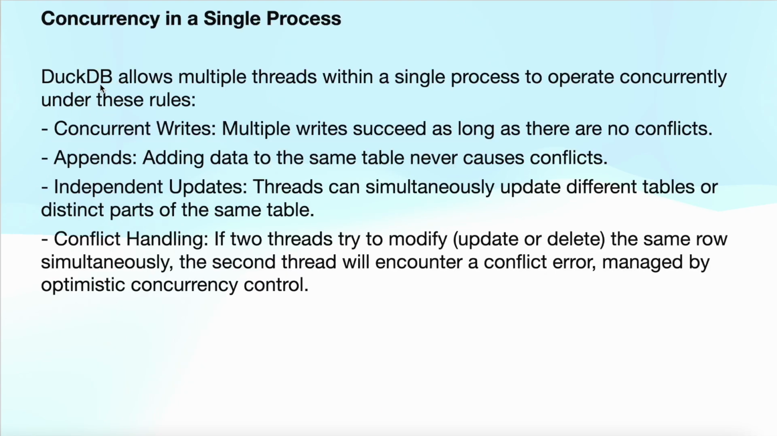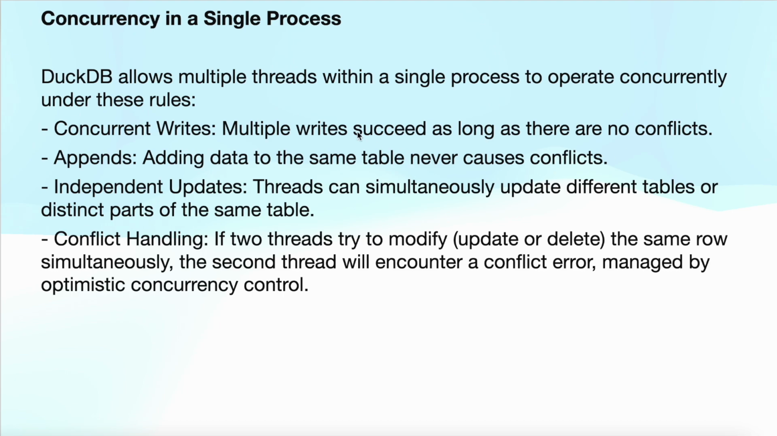As we have discussed before, DuckDB allows multiple threads within a single process to operate concurrently. So it supports concurrent writes. What does concurrent writes mean? Multiple writes succeed as long as they don't conflict. As long as they are not updating a single row, those multiple threads, or the multiple writes in a single process, will be successful in DuckDB.